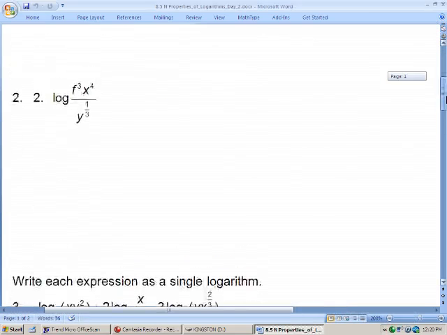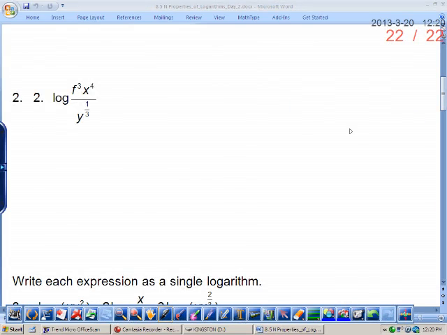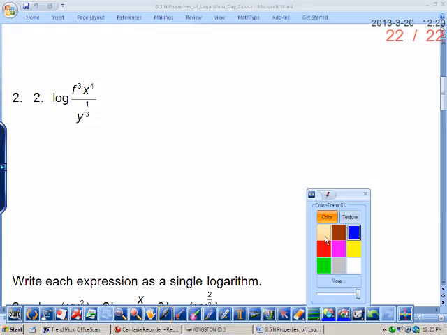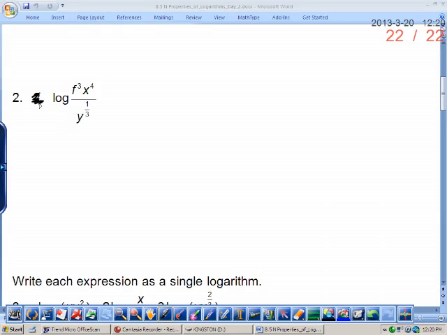All right, go ahead and try number 2, please. Log of f cubed x times x to the 4th over y to the 1/3 power. Sorry, nope, that's just an extra 2 right there.